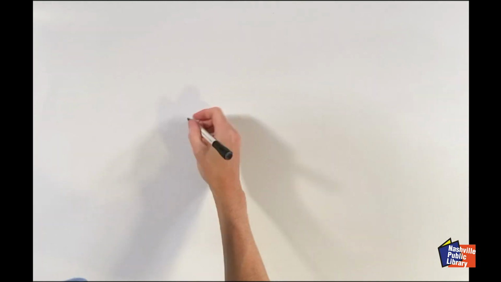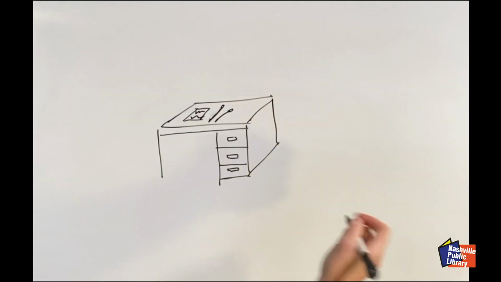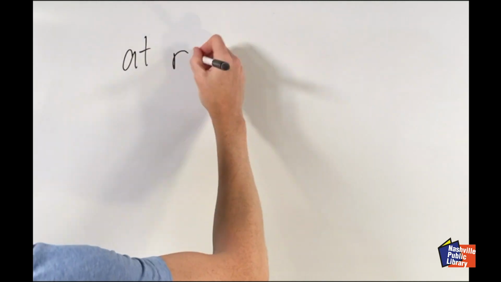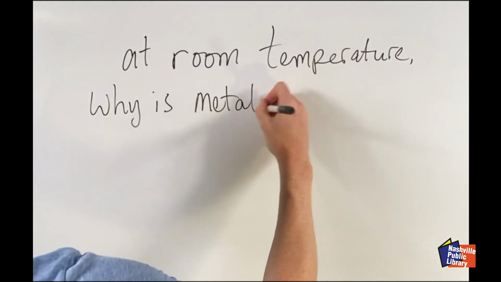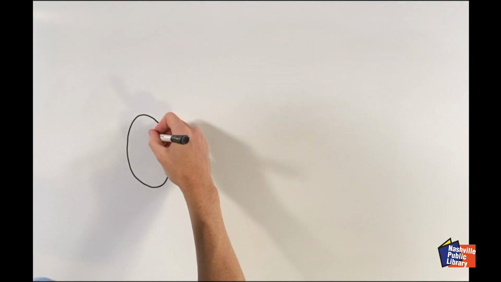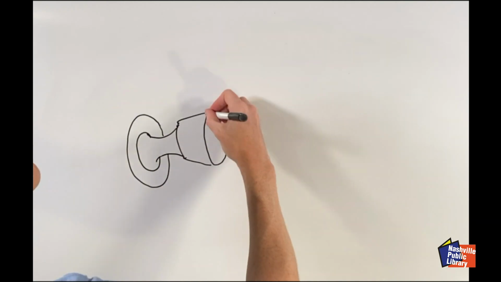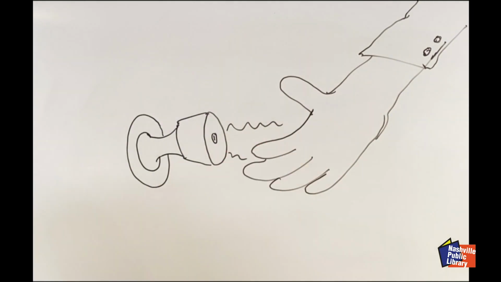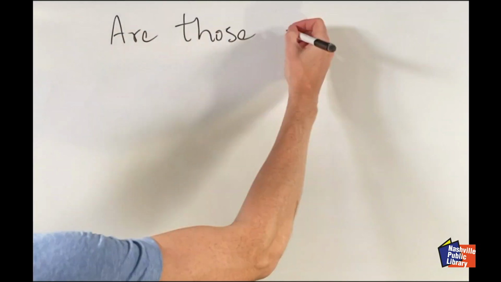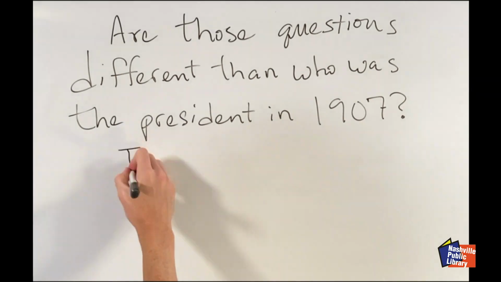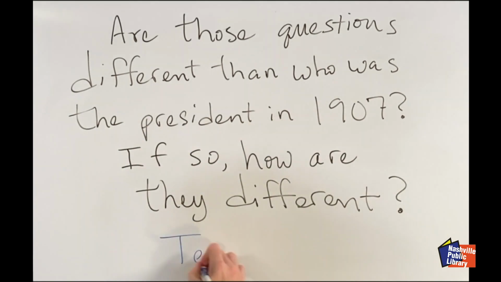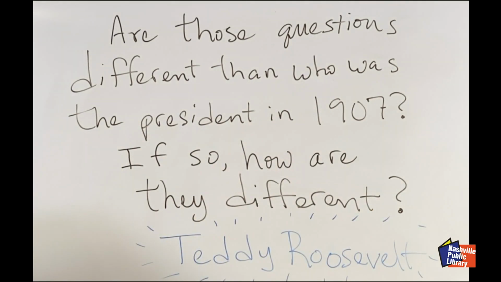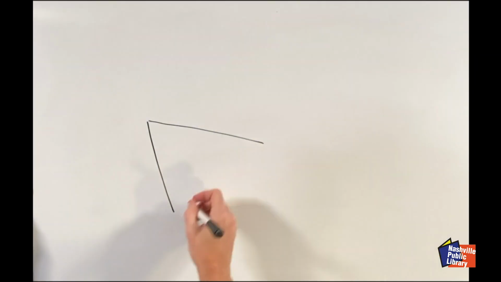Or, why is a raven like a writing desk? Or, at room temperature, why does metal feel colder than wood? Answer, the metal transfers heat from your hand more easily than wood. This property is called thermal conductivity. Are those questions different than who was President of the United States in 1907? If so, how are they different?